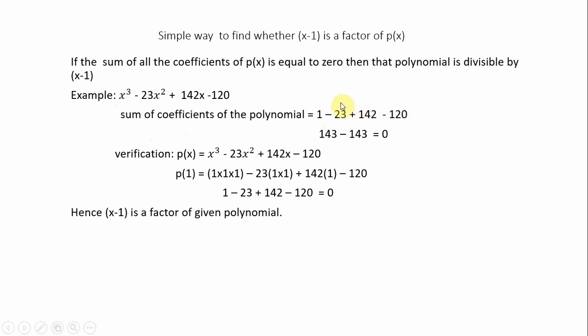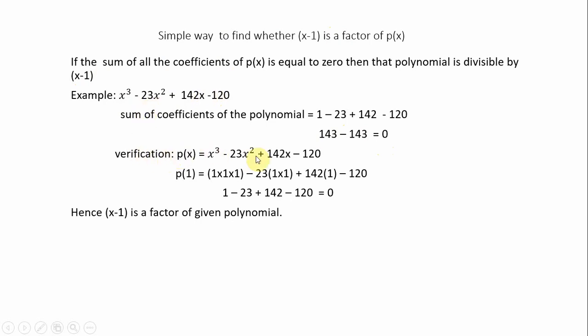Add the negatives separately and add the positives separately. Positives are 142 plus 1, which gives you 143, and 23 and 120 gives you 143. As they are equal, 143 minus 143 is equal to 0. Means what? If the sum of all the coefficients of the polynomial is equal to 0, then x minus 1 is a factor of it. So just by looking at the expression, you can say whether x minus 1 is a factor or not. Let us verify it.